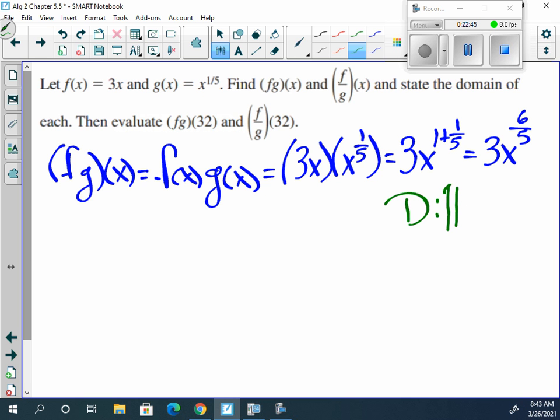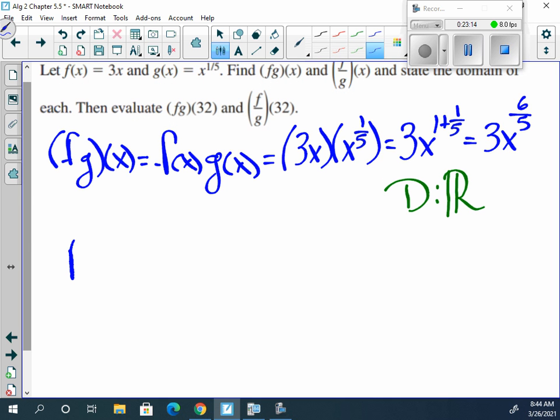Now the domain is going to be all real numbers, because we have an odd root. Because the 5 on the bottom of the fraction says I'm taking a 5th root. A 5th root is an odd root. So it's all real numbers. We can take the odd root of any number. Okay.